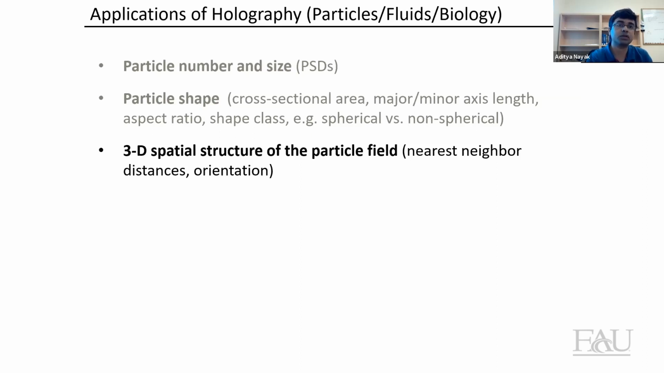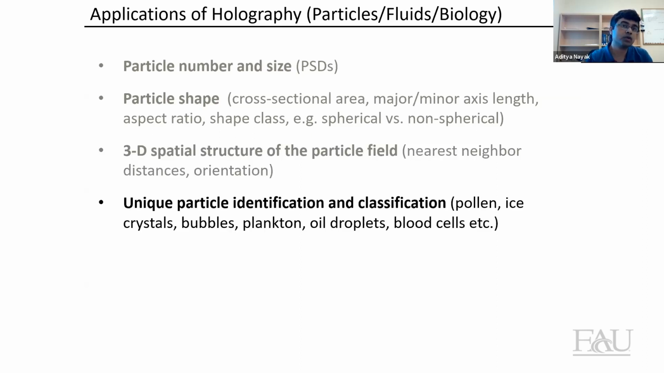So you get a three-dimensional spatial structure. You can also uniquely identify these particles. For example, people have used them in atmospheric studies. People have used holographic imaging systems on a plane to look at ice crystals in clouds, right? So it has a really wide variety of applications.